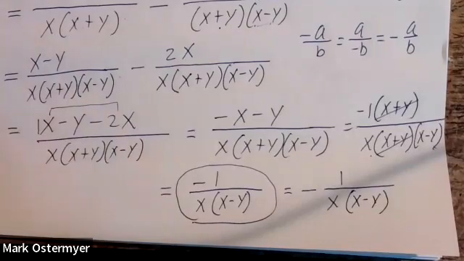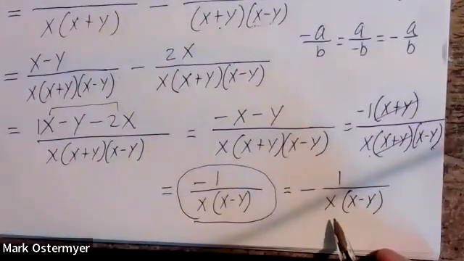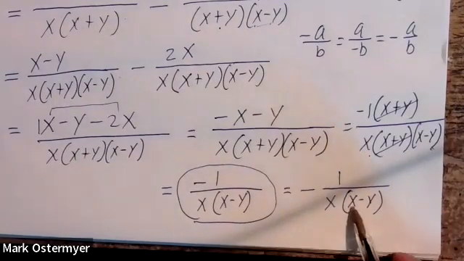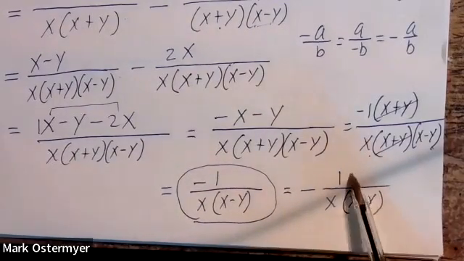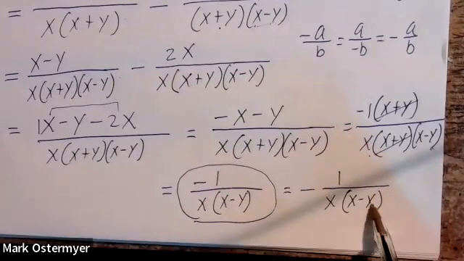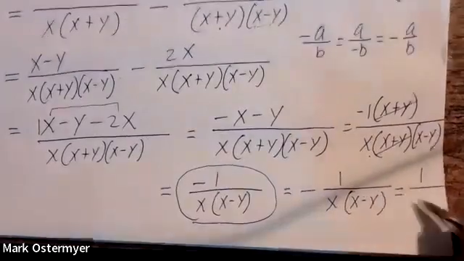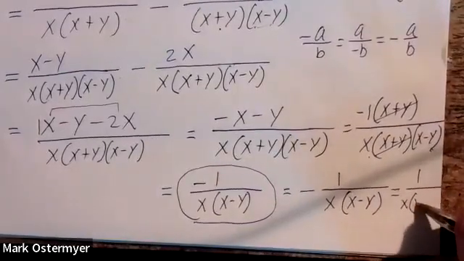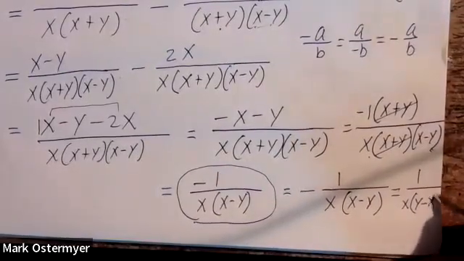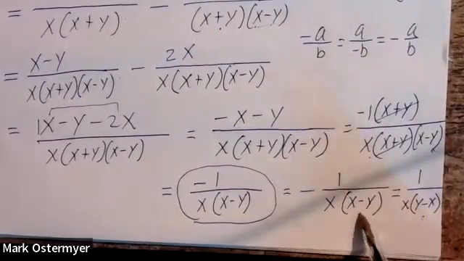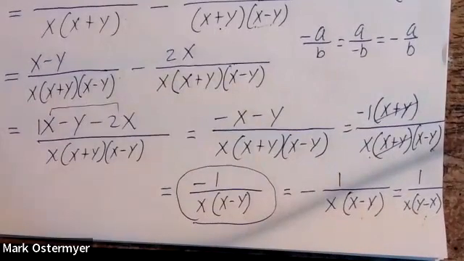Make sense? Or if you feel extra courageous, you could even distribute this -1 inside the parentheses here and call your final answer 1 over x times y minus x. That would also be equivalent if you wanted to do that. I don't see really any reason why to do that, but this technically is equal to this, which is equal to this. Okay, they're all equivalent to each other.